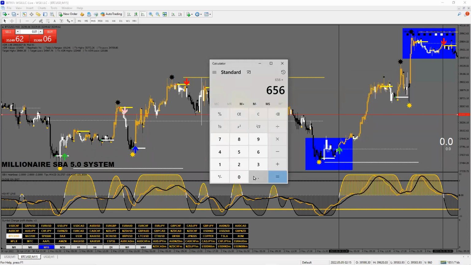Because 656 pips. Let's say that we're doing a micro lot at 10 cents per pip. That right there is $65 that I just put in my pocket. If I'm doing a 0.1, which is $1 for every pip, that's $656. If I'm doing a standard, which is $10 per pip, I just secured $6,560. And I'm still making money because I'm still making money right here.